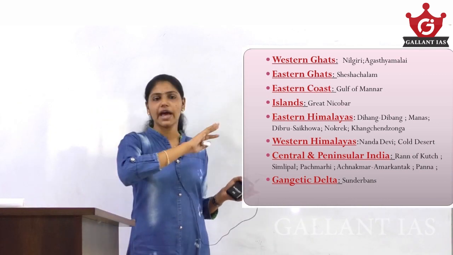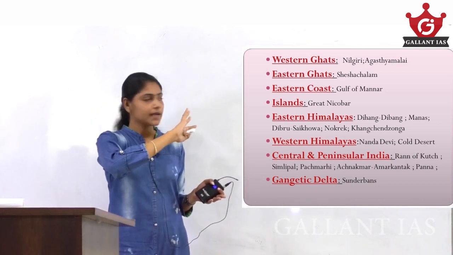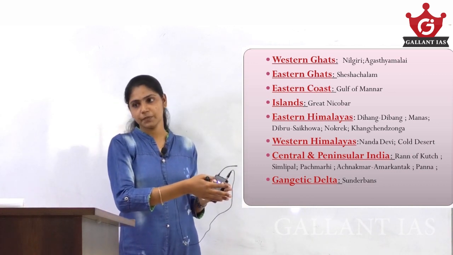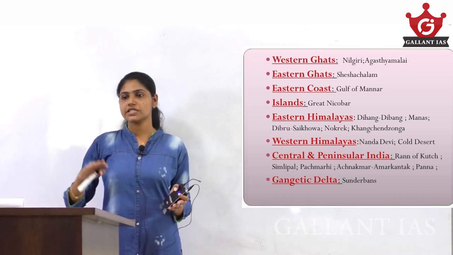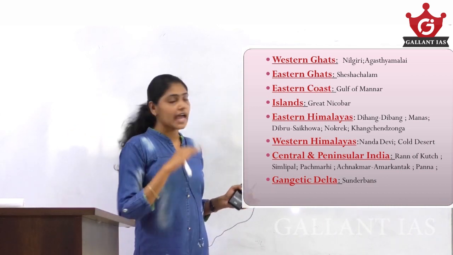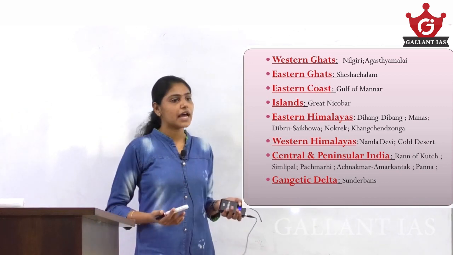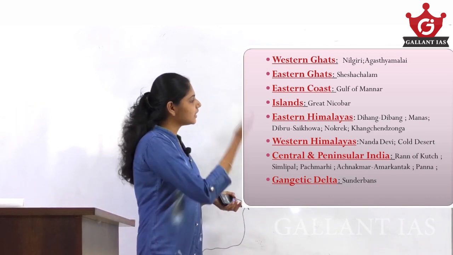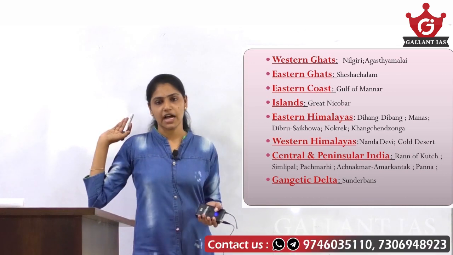In Western Ghats we are having Nilgiris, Agastyamalai. Eastern Ghats we are having Sheshachalam from Andhra. Then the eastern coast, Gulf of Mannar. As an island we are having Great Nicobar. Eastern Himalayas, Dihang Dibang, Dibru Saikhowa, Manas, Nokrek as well as Kanchenjunga.